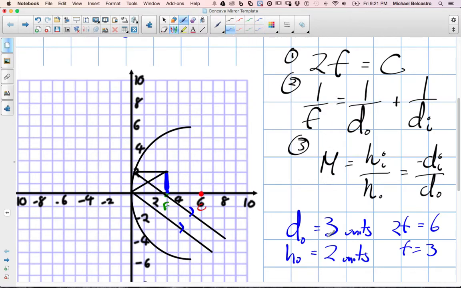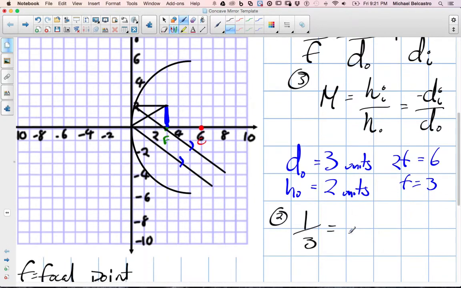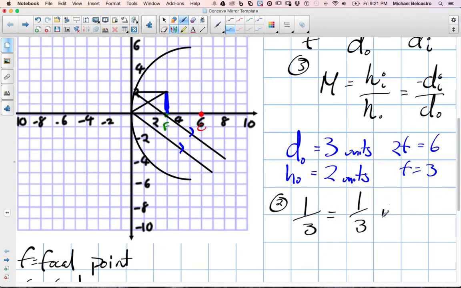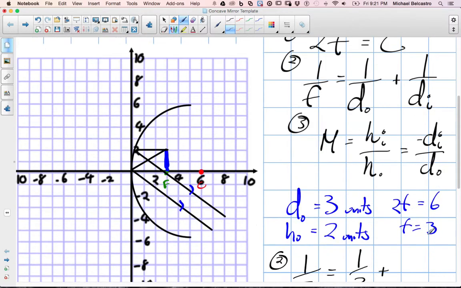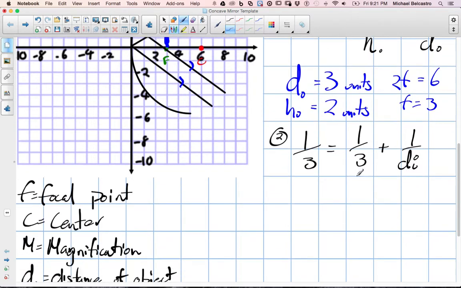So we'll take our second equation. Our second equation states 1 over the focal point, we know the focal point is 3, is equal to 1 over the distance of the object, which is 1 over 3, plus 1 over the distance of the image. The distance of the image is unknown, so we need to isolate for the distance of the image. So we bring 1 over 3 over, we subtract 1 over 3, and we get 0 is equal to 1 over di.